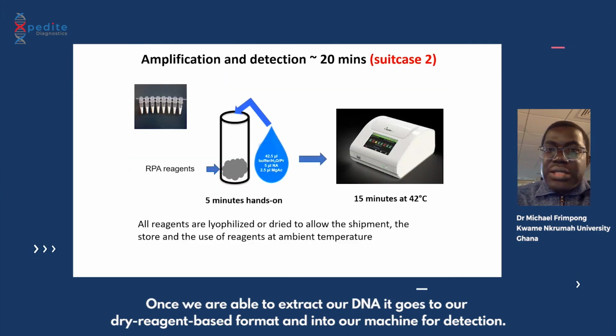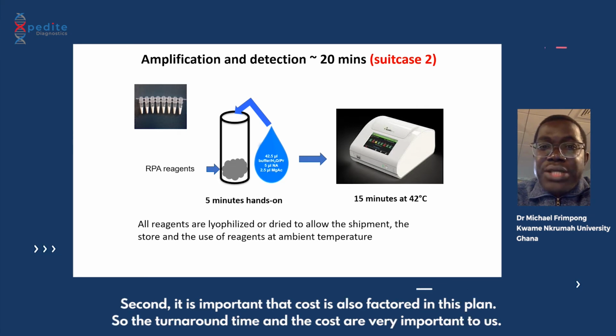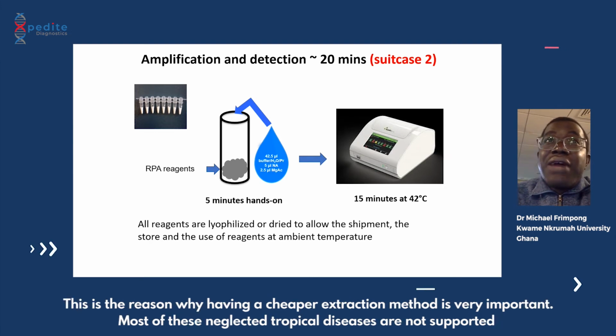And then once we are able to extract our DNA, it goes through our dry reagent-based format and into our machine for detection. And like Ahmed said, the characteristics for a point-of-need diagnostic is, first, it has to be fast so that you can respond in time. And it's also important that cost is factored in this plan. So the turnaround time and the cost is very important to us, and is the reason why having a cheaper extraction method is very important.